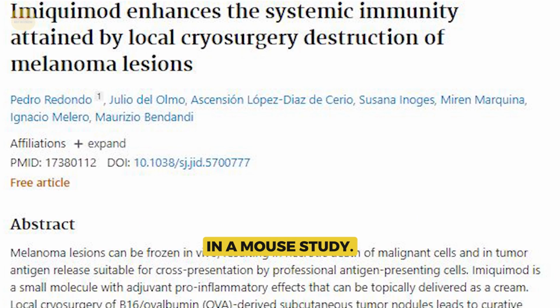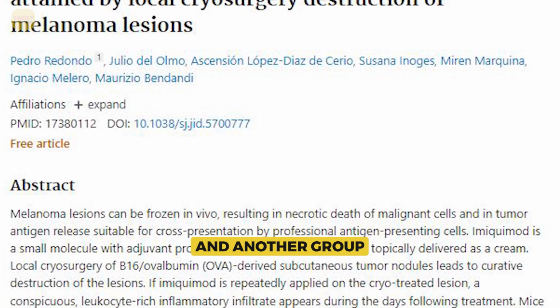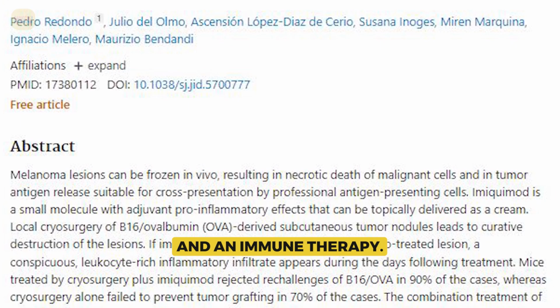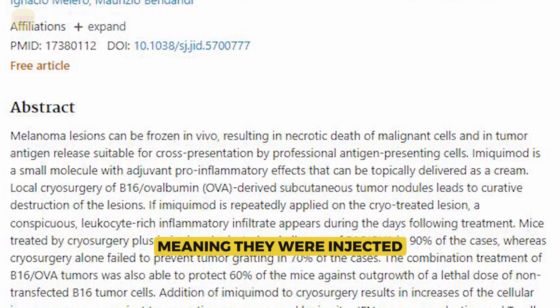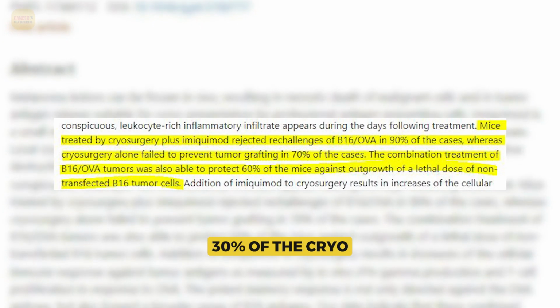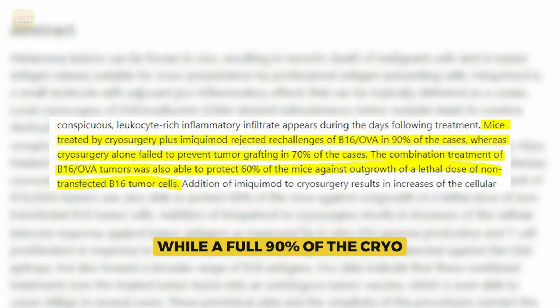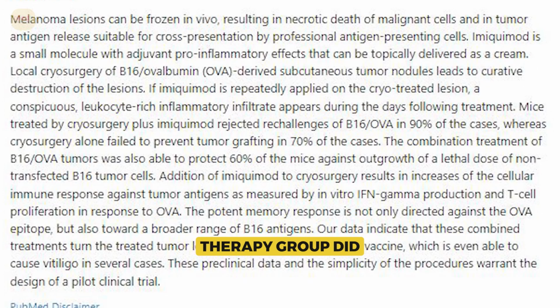For instance, in a mouse study, one group had cryoablation of a tumor and another group had cryoablation and an immune therapy. When the mice were re-challenged with cancer, meaning they were injected with something to give them cancer again, 30% of the cryoablation group overcame the re-challenge, while a full 90% of the cryoablation immune therapy group did.